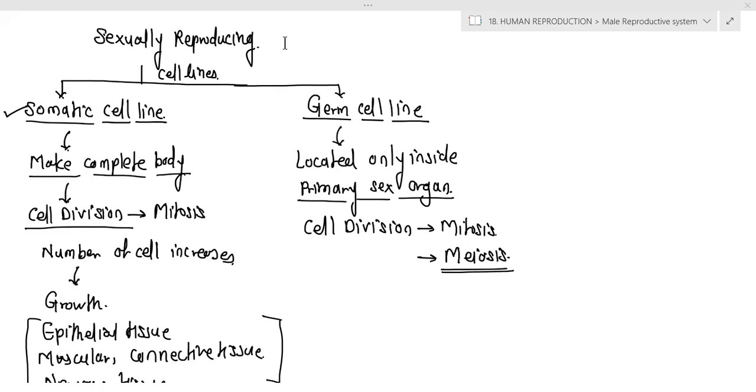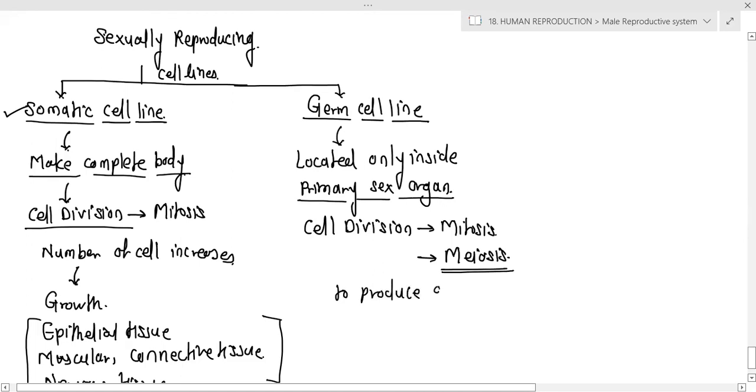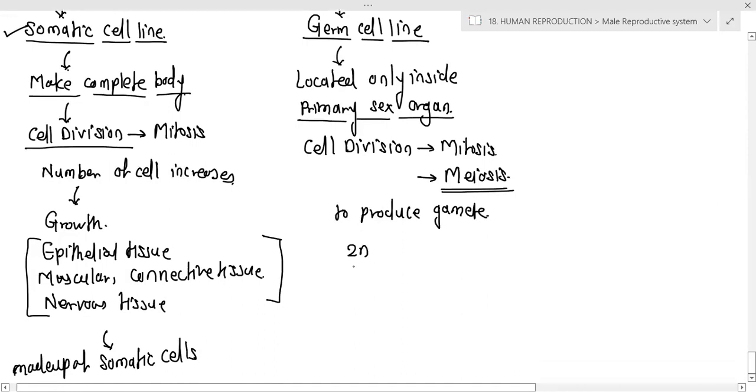Does it have any function? Of course it has functions. Who will produce gametes? Let's talk about it. Yes, it produces gametes. See, germ cell line is the cell line which undergoes meiosis to produce gametes. Remember, in our body, human beings have 2N number of chromosomes. Agree? We are diploid, correct? Yes, ma'am. After meiosis cell division, remember? Last year you studied meiosis? Remember meiosis? Reductional division. Reductional division means what happened? N, correct? From 2N, it's N.